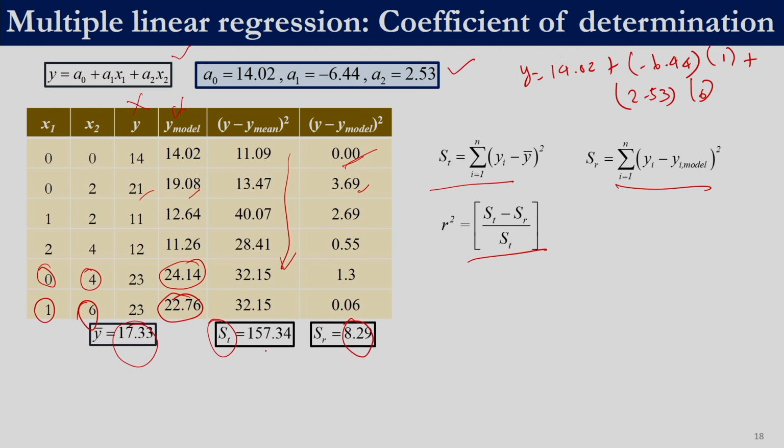Here itself we can say if we had considered the model to be nothing but the mean, this is the error, and over here if we consider the model with these coefficients then this is the residual error. So, we can calculate r square over here. If we plug in these values, the ST value and the SR value, we get an r square of 0.95.